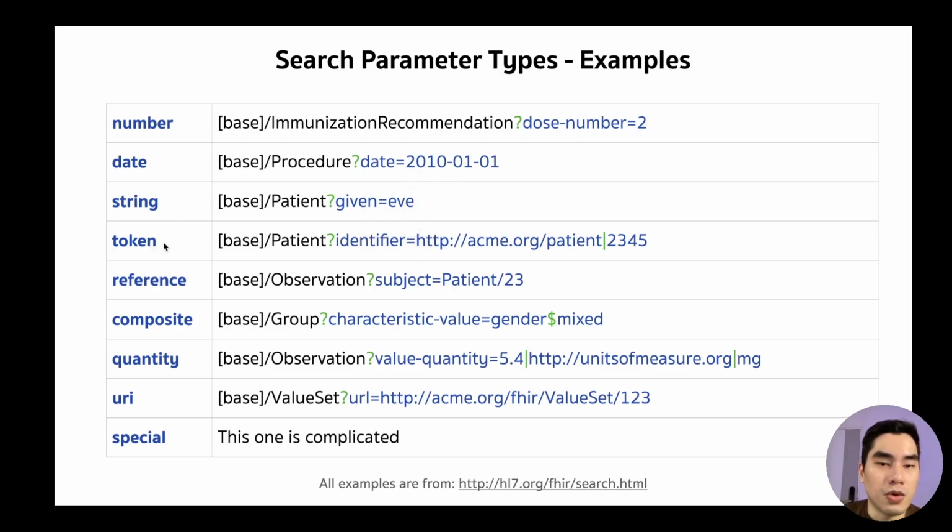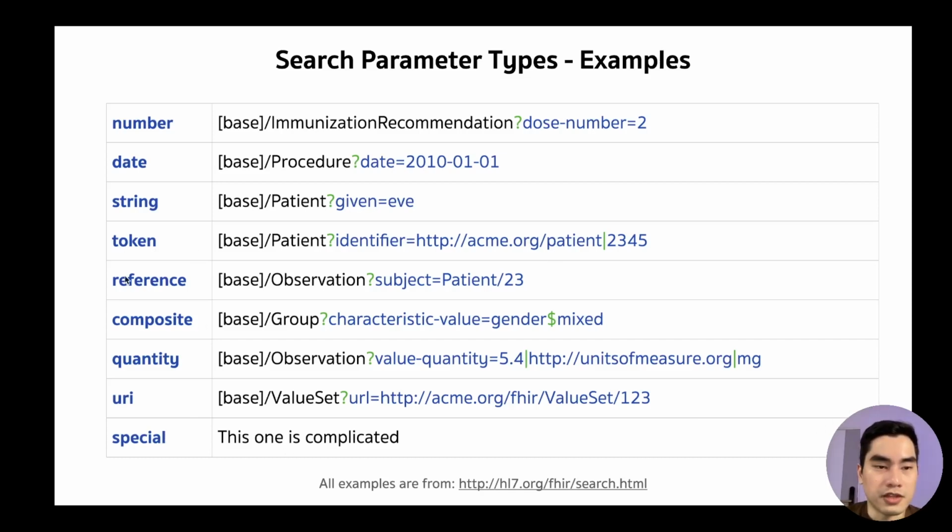String, token, you put it like this: this is the parameter name, this is the namespace, this is the value. Reference, there are several ways to reference, but you can put it this way. Composite is combining two search parameters, this one and this one. Quantity, you have a value, the system of the unit, and the actual unit. URI, just a simple string, but it's case sensitive, everything is sensitive in a URI. Special, yeah, this one is complicated, I skip it.